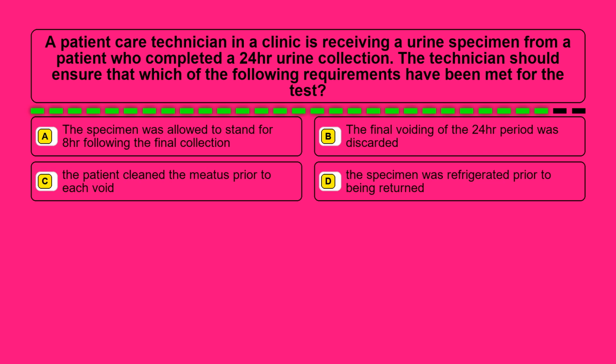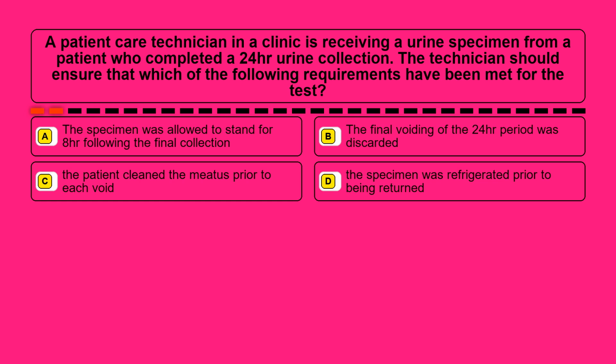Question 47. A patient care technician in a clinic is receiving a urine specimen from a patient who completed a 24 hours urine collection. The technician should ensure that which of the following requirements have been met for the test? Option A. The specimen was allowed to stand for 8 hours following the final collection. Option B. The final voiding of the 24 hours period was discarded. Option C. The patient cleaned the meatus prior to each void. Option D. The specimen was refrigerated prior to being returned.